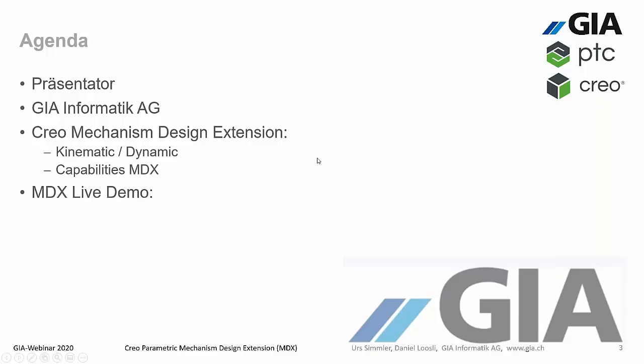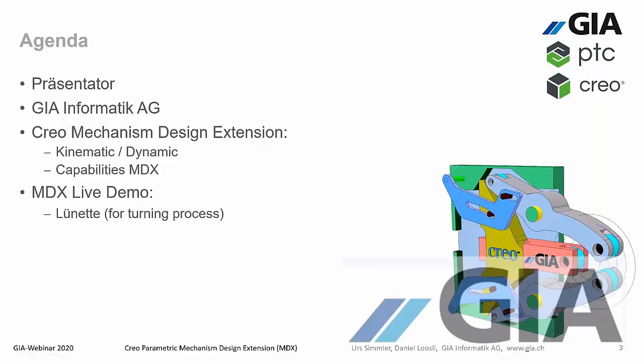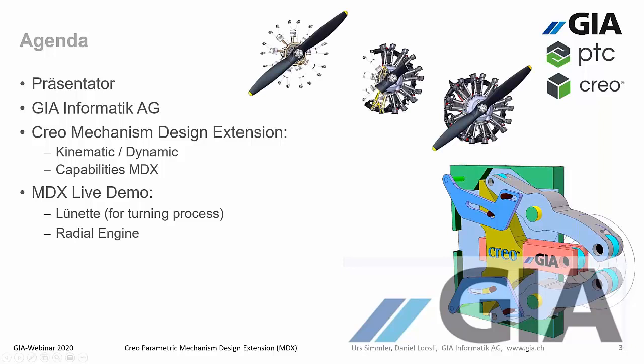First, I'd like to introduce myself, the company I'm working for, and then I'd like to talk a little bit about the capabilities of mechanism design, and for sure we are doing quite a lot of demonstrations. I will use here a lunette. This is for a turning process, an additional device, and I will also show you a nice example. I got it from GrabCAD. This is a radial engine.